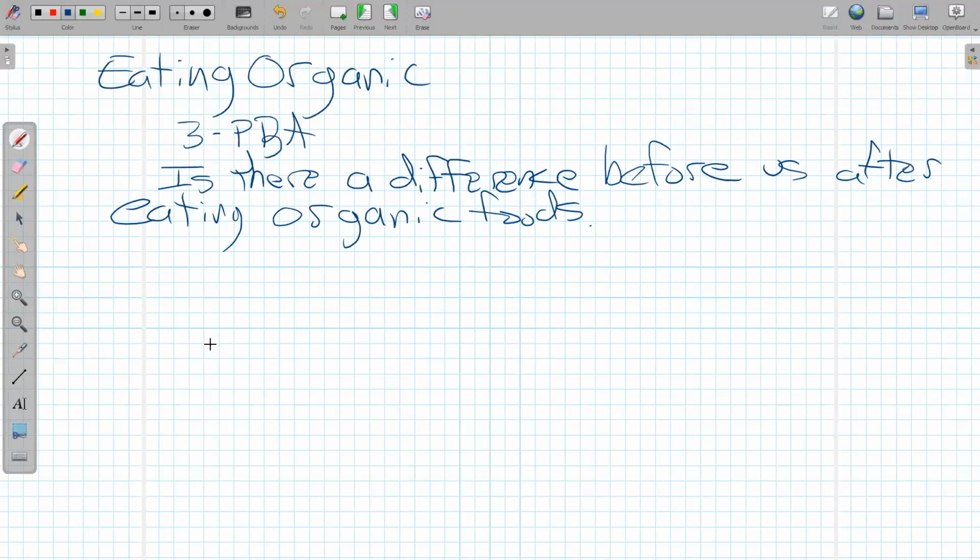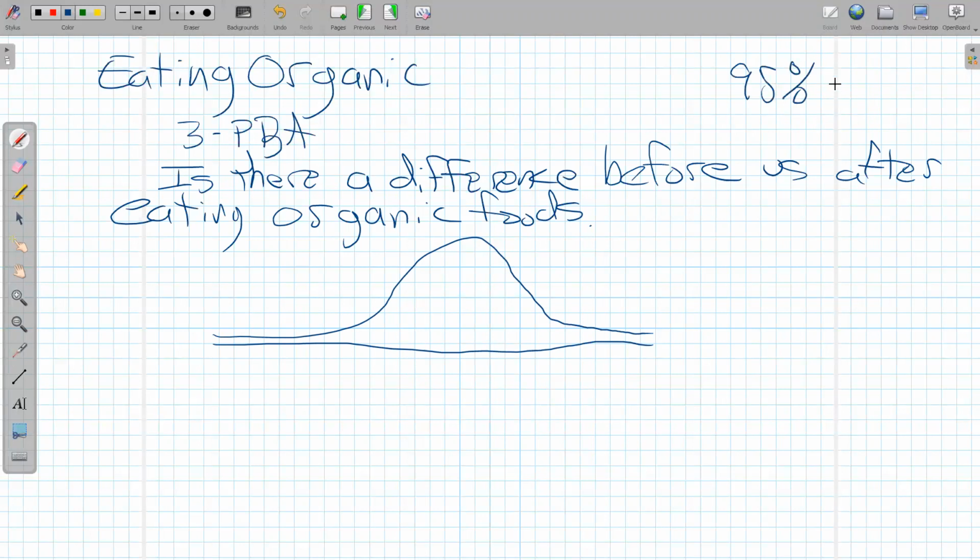And the book gave some data about that. I'm just going to rough it out on a graph here. And they went for a 99% confidence interval. I'm going to go for a 95 just to review that 95% rule for my confidence level.